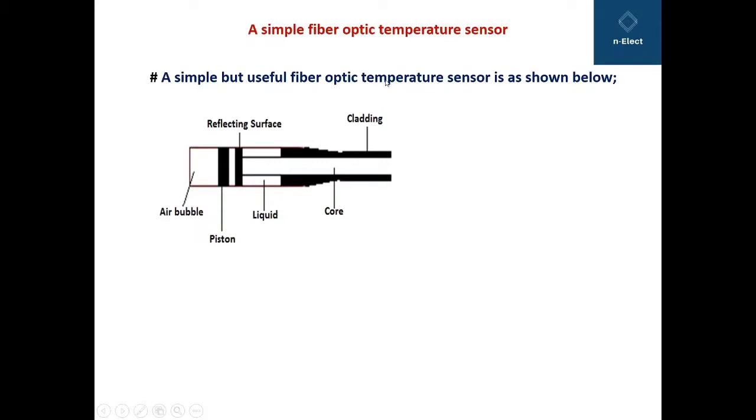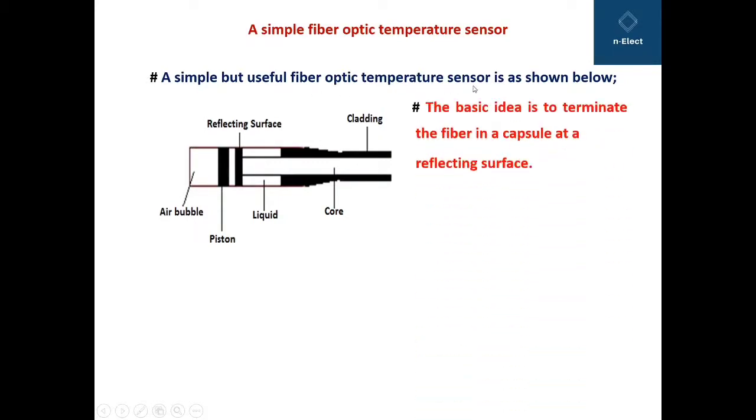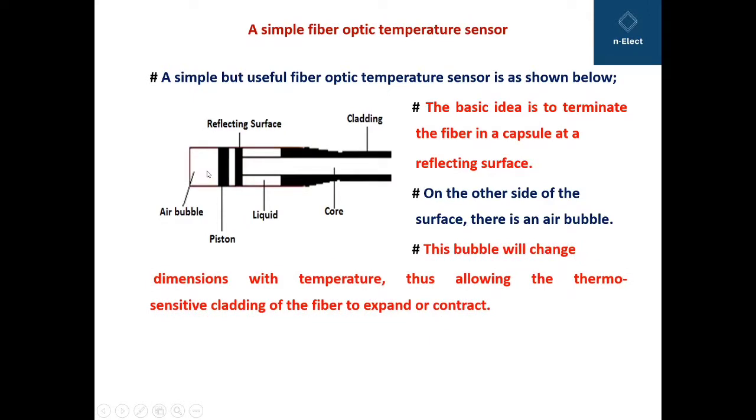A simple but useful fiber optic temperature sensor is as shown in the figure. The basic idea is to terminate the fiber in the capsule at the reflecting surface, meaning here. On the other side of the surface there is an air bubble, you can see here. This bubble will change its dimensions with the temperature, thus allowing the thermosensitive claddings, I mean this one and this one, of the fiber to expand, meaning this point is going away and this point is going away, or contract. Contract means this point and this point will come closer.